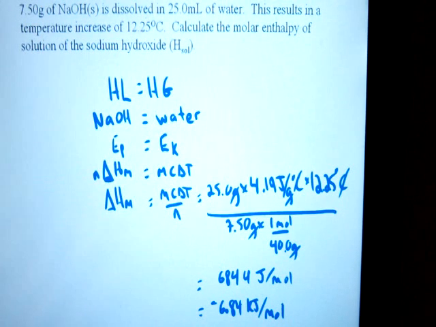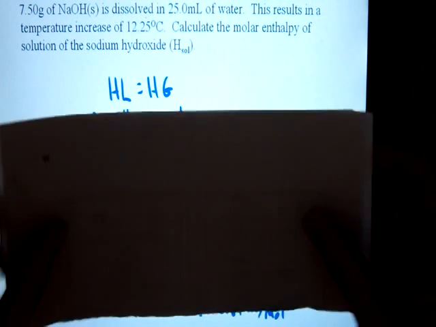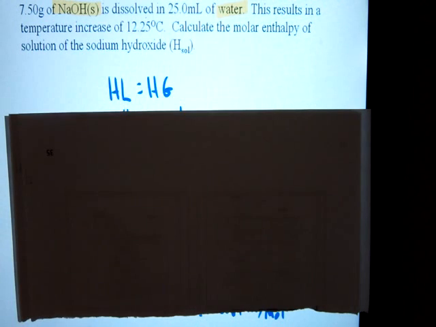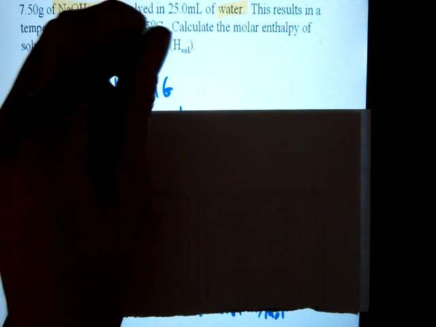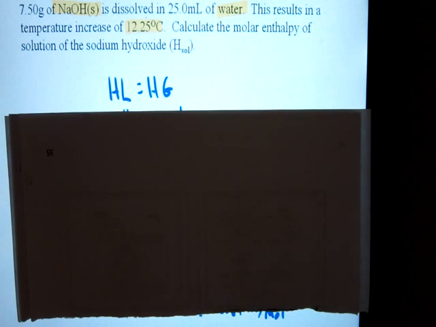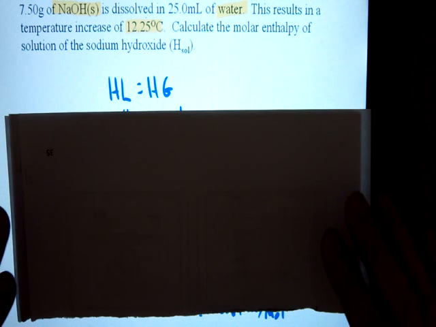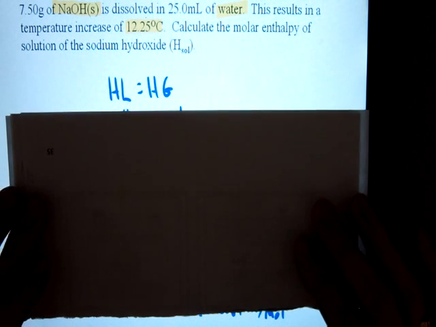So, I'll cover up my solution here. So we see we have our sodium hydroxide dissolved in water, resulting in a temperature change. Okay, so right away, I know I must have a calorimetry scenario. So how do I start? Well, I've got my heat lost equals heat gained. Okay, it doesn't matter if you have HG equals HL or whichever order you put, as long as you have something there.